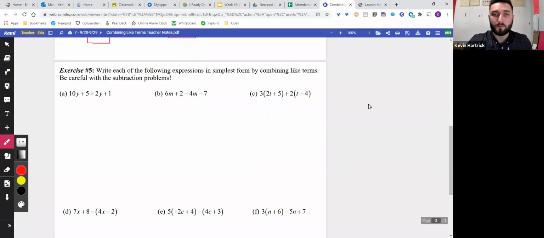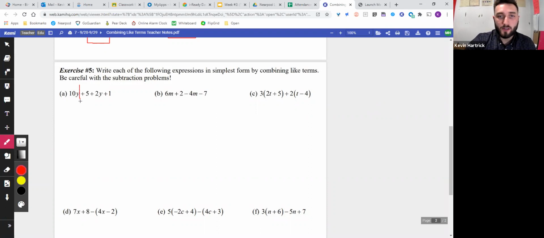All right, welcome to part 3. So in exercise 5, we're going to write each of the following expressions in simplest form by combining like terms. It says be careful with the subtraction problems. We're going to go through why in a second. But first we're looking at A. A is about as simple as it gets.